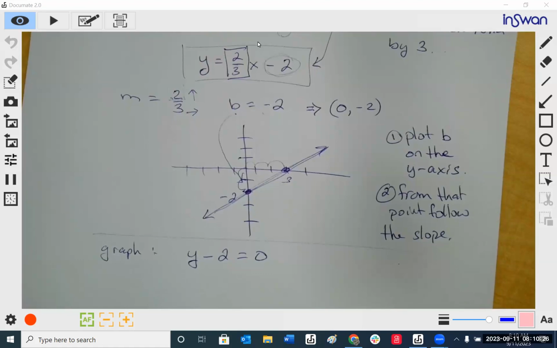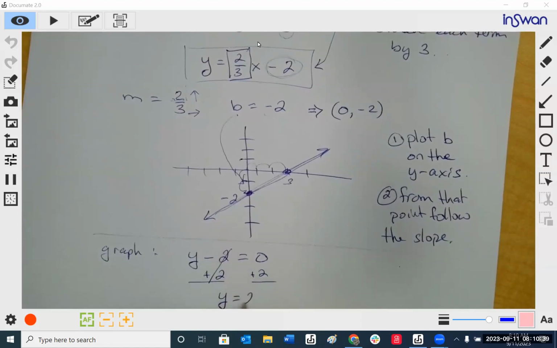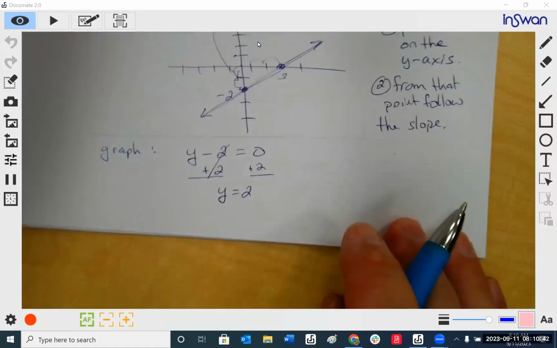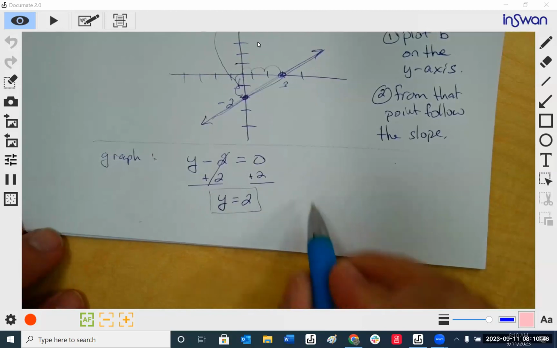What's the first step? Yeah, we have to get y by itself. So we have to add 2 first. So y equals +2. That's our entire equation. What's our slope?